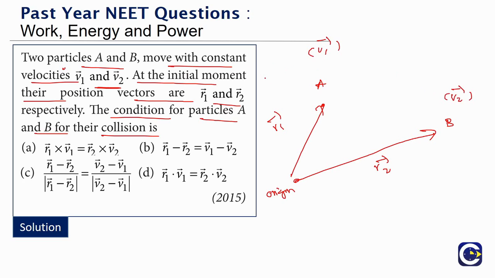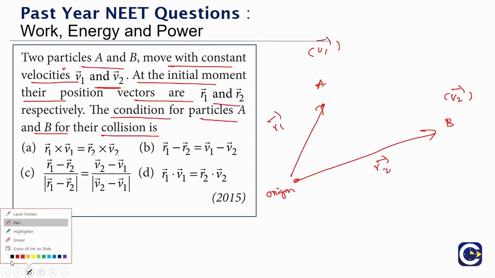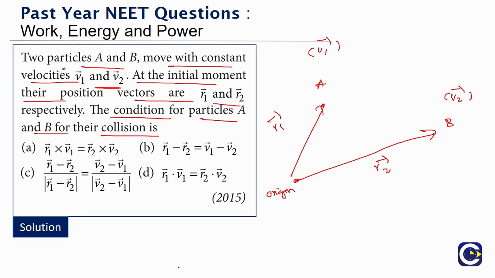Now we are asked what is the condition for the particles A and B for their collision. See, collision means they should actually meet. A and B should be colliding, meaning they should meet at a point. To understand this more clearly, we will convert this study of motion into relative motion phenomena. We will observe the motion with respect to one of the particles. Let us say we make A the observer.